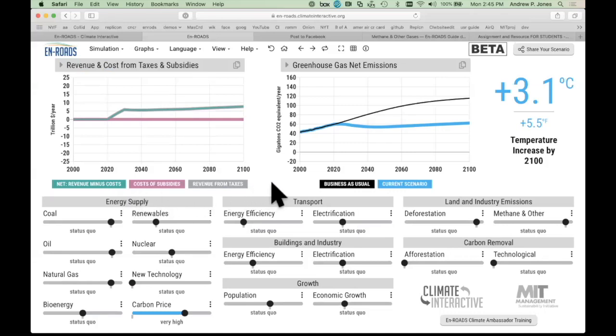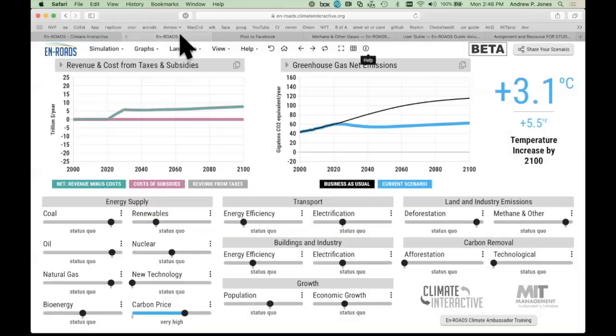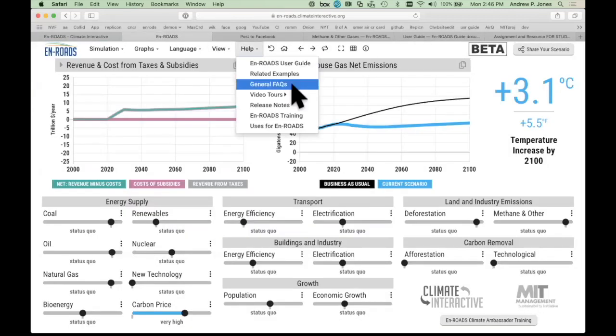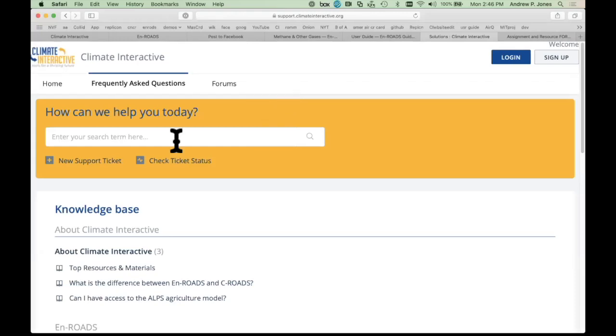Okay, so these are some of the other graphs that I wanted to make sure you saw. I'm going to flip to others that are out there. One of them is, when you get stuck, we have under help, general FAQs. Janet, who's on the call right now, has been working really hard. Before you go and ask Janet the question, go to general FAQs and ask the question here, and it may give you a good answer.